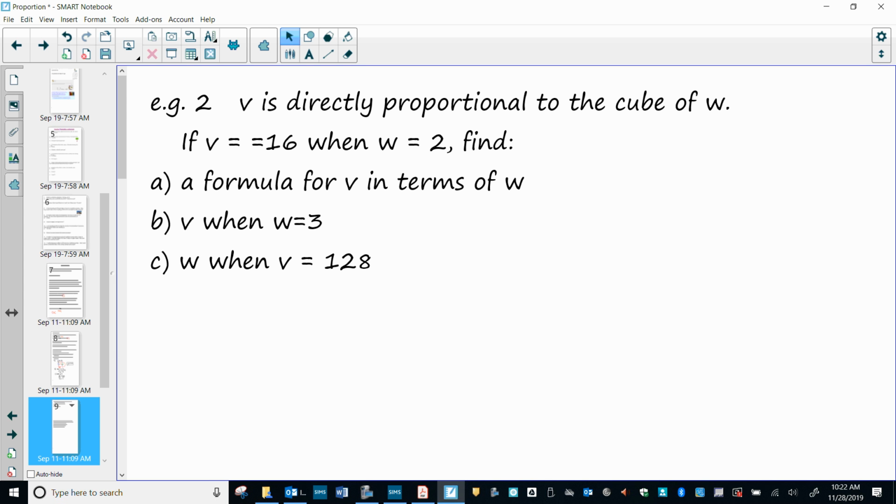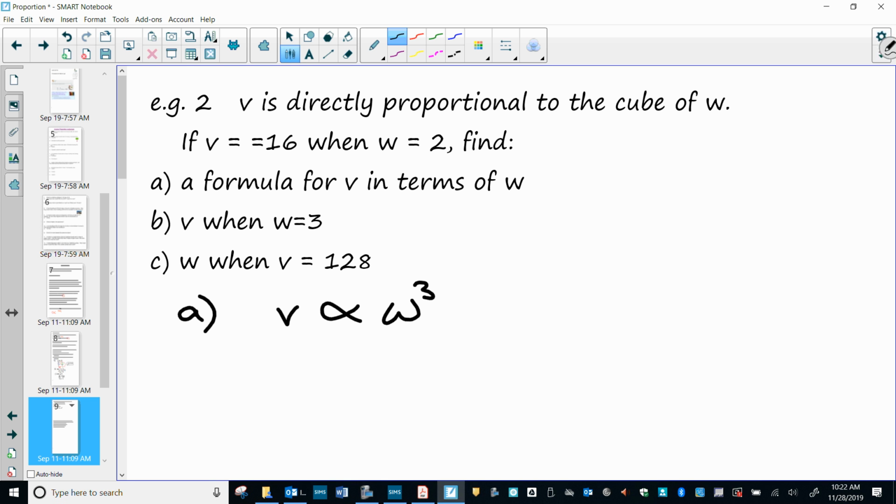Alright, next one. V is directly proportional to the cube of W. So you've got to be careful to read these questions carefully. Again, they have asked us to find a formula, so that's good. So V in terms of W. We're saying V is proportional to the cube of W. What do I write? W cubed. Nice.